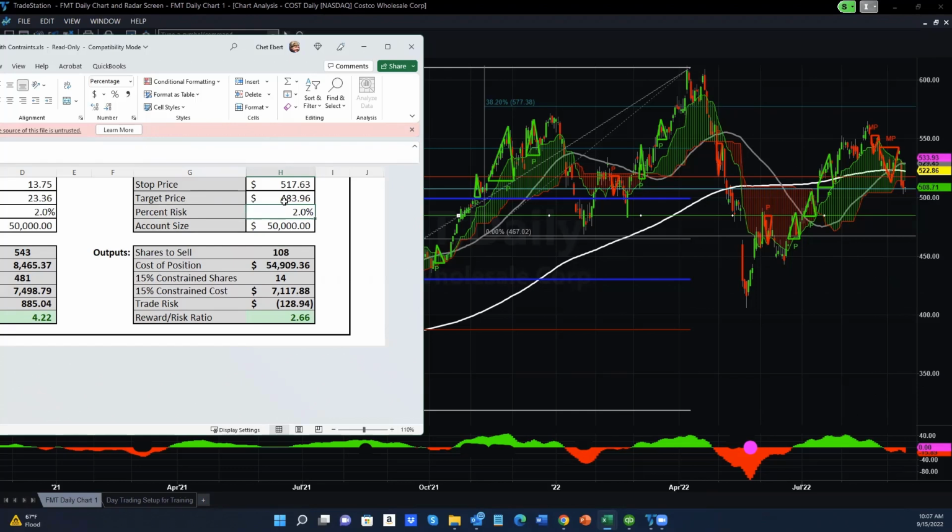You still have a 2.66. So even with a conservative target, this is a good setup. I actually have it triggered on the watch list, with the stop, the entry, and the targets all listed. Okay, so let's go to another. Let's do a long.